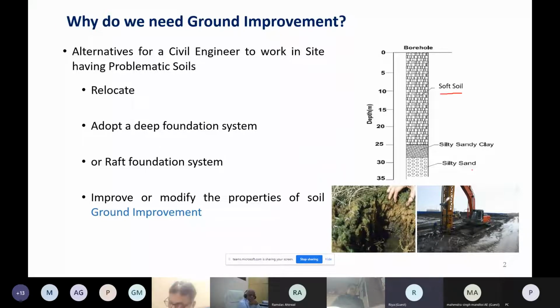If that option is not there, then you go for adopting a deep foundation system. That means you try to reach the competent strata like the silty sand, or in fact silty sandy clay, based upon what your lab data or field data tells you about their bearing capacity or properties. Other than that, you can go for a raft foundation system. You can never go for an isolated foundation system in this kind of soil. So you go for a complete raft foundation system, again a very costly option if you want to work within this zone only. The final option that may be available to you is that you improve or modify the properties of the soil as per your requirement, and that is what is known as ground improvement.